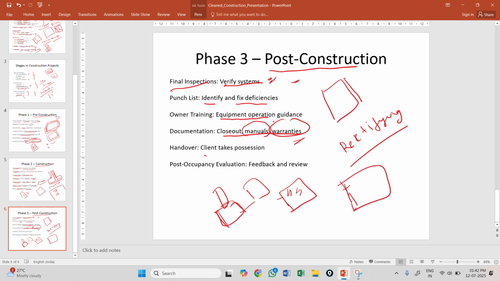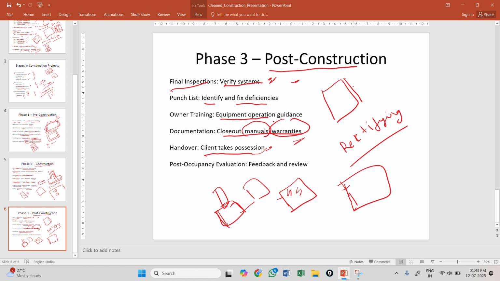Next is handover. The client takes possession. What happens is once the project is done, the very important thing is we give it to the client. We see their happiness, how they react to how we have worked. Once they understand how we have worked, they'll be really happy with that. We should make them happy as much as possible. Normally it depends on the people. Some people will be very happy with the work. Sometimes they'll say, oh, this is there, this was there, I wanted this one thing to happen.